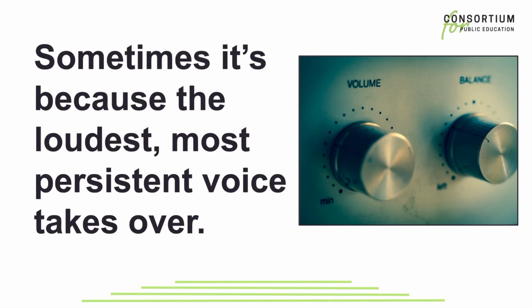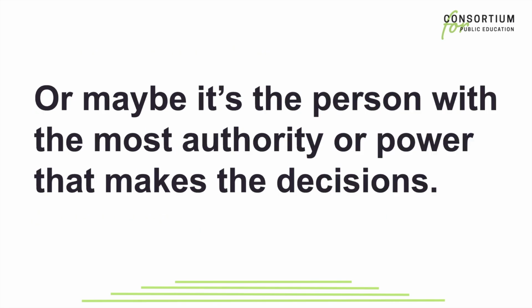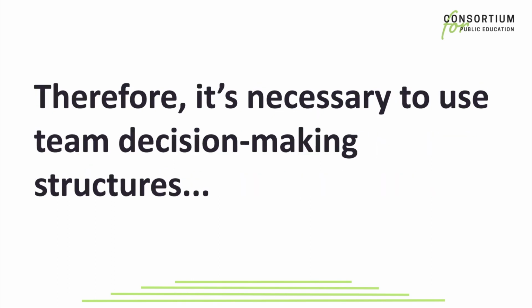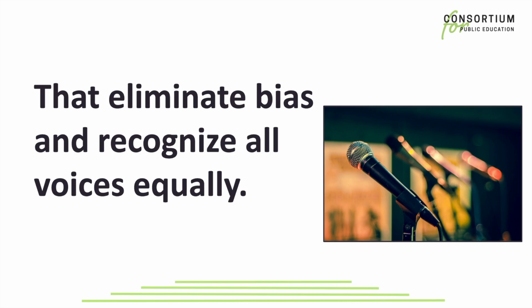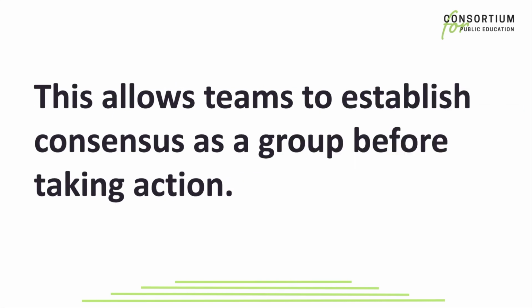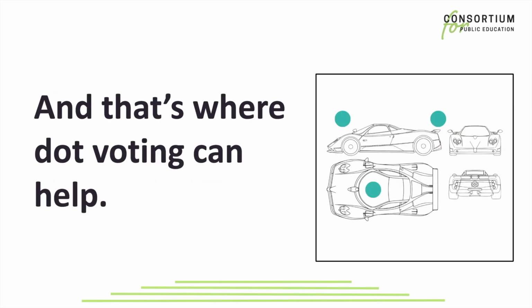Sometimes it's because the loudest, most persistent voice takes over. Or maybe it's the person with the most authority or power that makes the decisions. Therefore, it's necessary to use team decision-making structures that eliminate bias and recognize all voices equally. This allows teams to establish consensus as a group before taking action. And that's where dot voting can help.